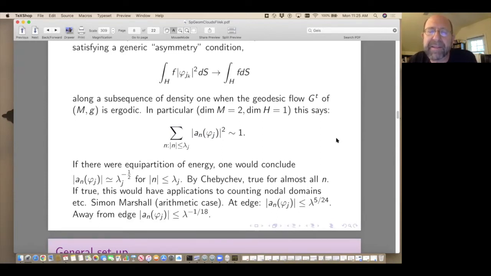Here lambda_j is the square root of the eigenvalue. So we have roughly lambda_j Fourier coefficients here. Since we're squaring the Fourier coefficients and we sum them up and we get 1, that means that the typical Fourier coefficient is of size lambda_j to the minus 1/2.